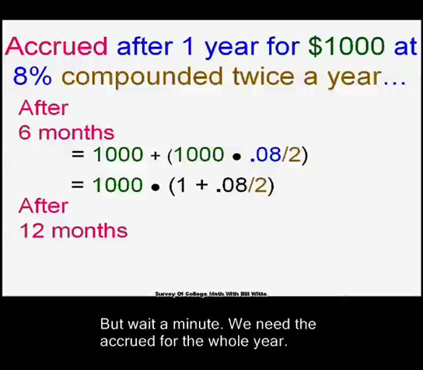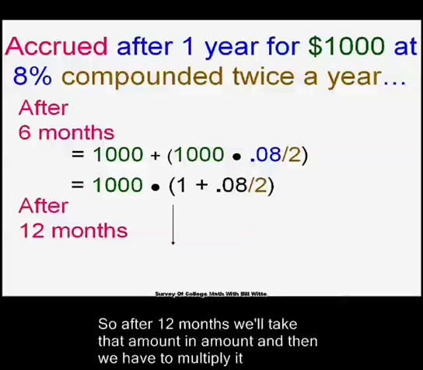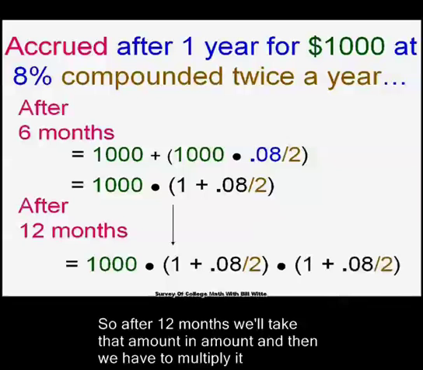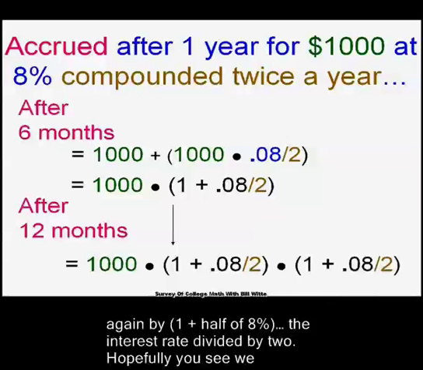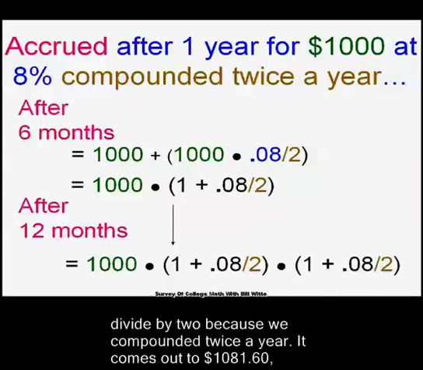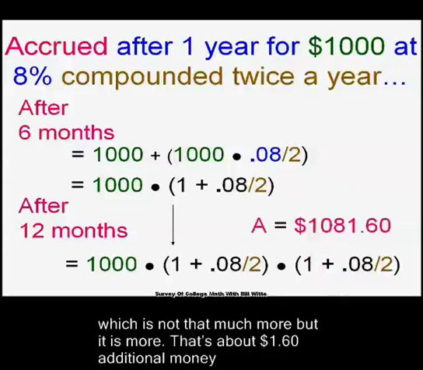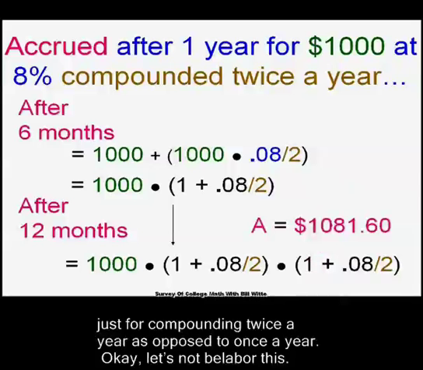So after 12 months, we'll take that same amount, and then we have to multiply it again by 1 plus the interest rate divided by 2. Why divided by 2? Because we compounded twice a year. Well, that's $1,081.60. It's not that much more, but it is more. It's about $1.60 more. Just compounding twice a year as opposed to once a year, which is simple interest.